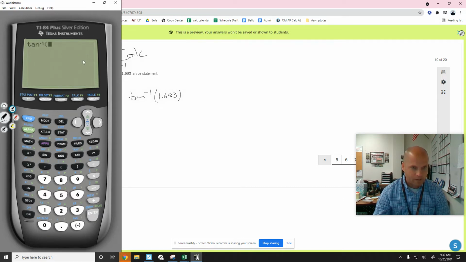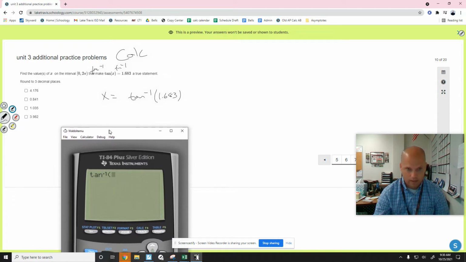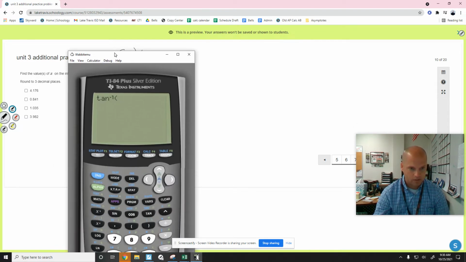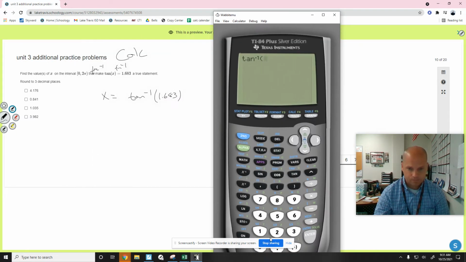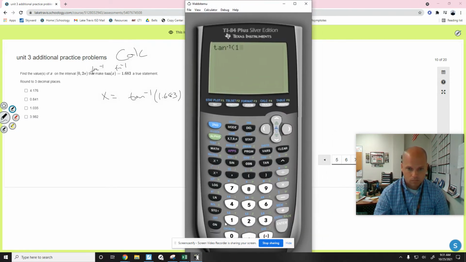And now in my calculator, making sure I understand, we're in radians right now. So 0 to 2 pi means radians. Make sure my mode is in radians. We might have to flop between modes, so be ready. And I'll take the tan inverse of 1.683. Okay, 1.034. Now, here's the deal, guys.